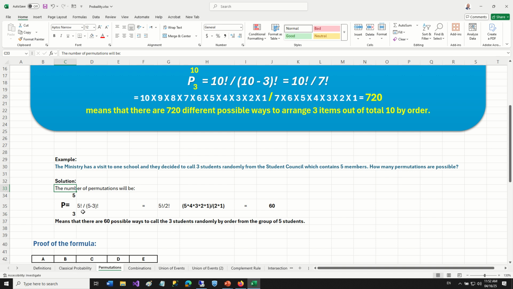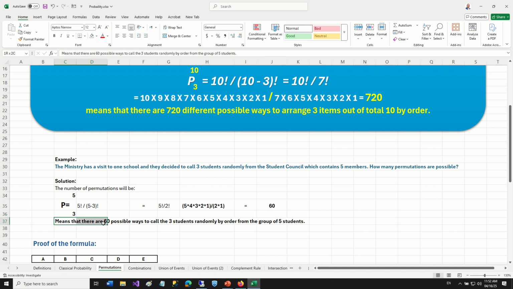5 factorial divided by 5 minus 3 factorial. That equals 5 factorial divided by 2 factorial equals 5 times 4 times 3 times 2 times 1 divided by 2 times 1 equals 60. And as you see, using Excel, you can directly get the result by applying equals, open bracket, 5 times 4 times 3 times 2 times 1 divided by 2 times 1.